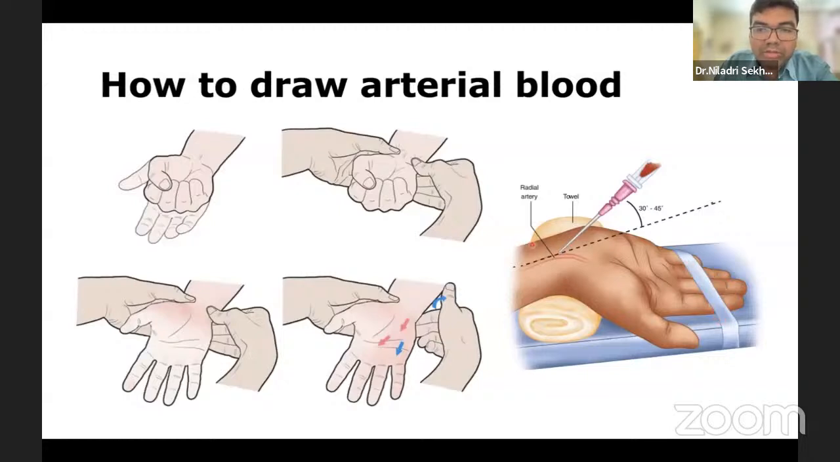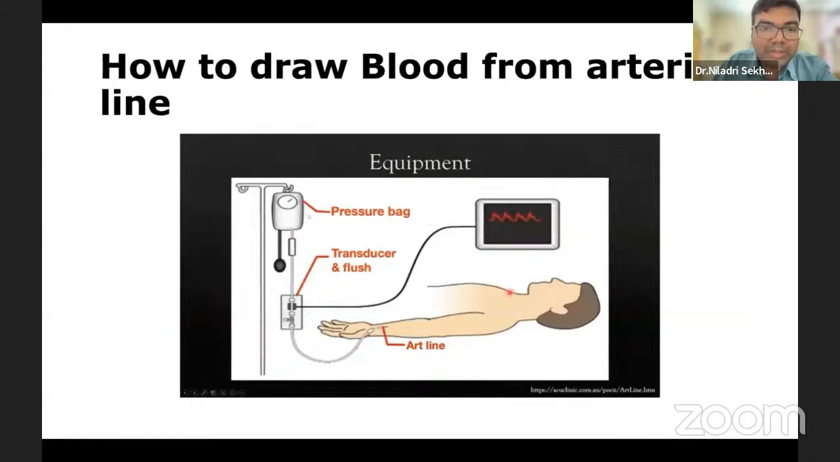Some of the centers use local anesthetics. Usually in pediatrics, we don't use it, and you use a cannula, or maybe you can use your ABG syringe, and the angle usually is 30 to 45 degrees, and you can aspirate the blood. This is the arterial blood sampling.